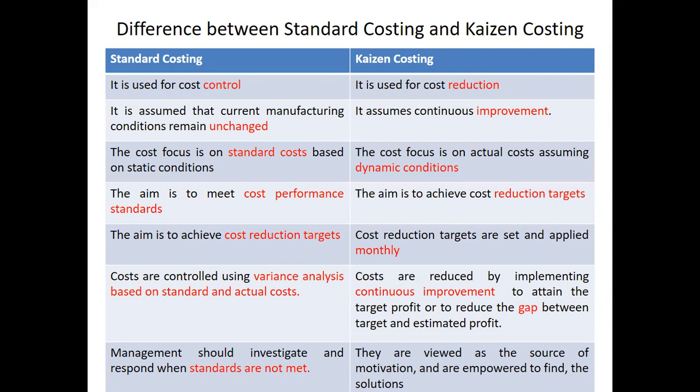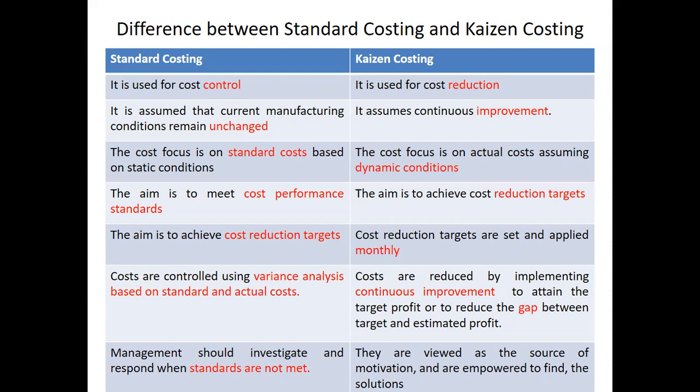Standard costing is the cost control technique और काइजन कॉस्टिंग में हम लोग क्या करते हैं, कॉस्ट रिडक्शन करते हैं. कॉस्ट कंट्रोल में क्या करते हैं, standard और actual compare करके हम लोग variances calculate करते हैं, differences calculate करते हैं and we are going to find out the root cause analysis of these differences. That is nothing but standard costing.